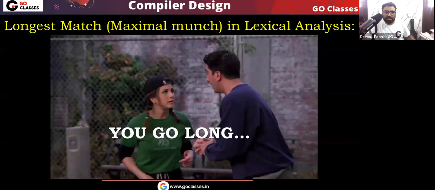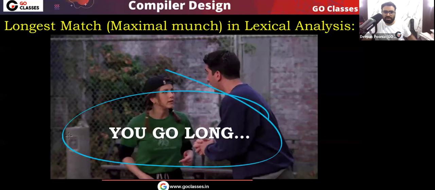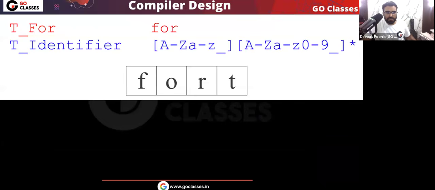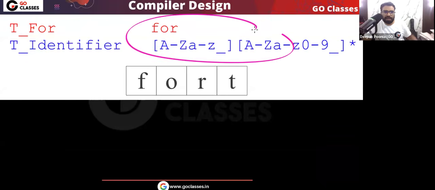So you can see this is the definition of longest match or maximal munch. Basically, you go long and find the longest match possible, as long as it matches some regular expression. That longest match we will take. Very simple. In this example we have two tokens, and these are the corresponding regular expressions, or I can say the corresponding patterns.